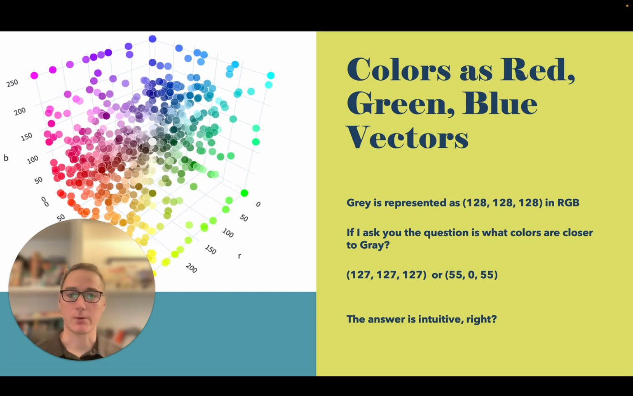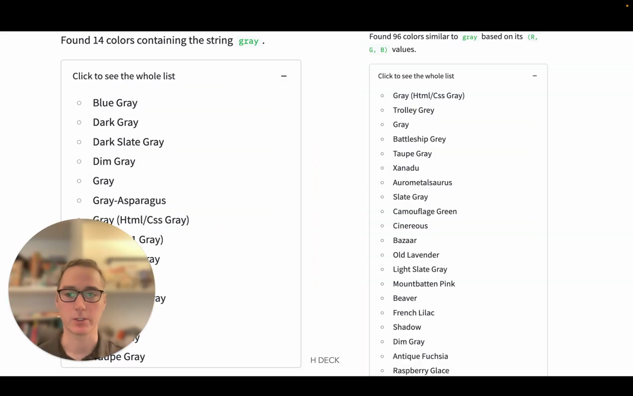So it just so happens that gray is 128, 128, 128 in red, green, blue. If I were to ask you, of these two vectors, 127, 127, 127 versus 55, 0, 55, which one is closest to gray? Not a trick question, super intuitive, right? The differential between 128, 128, 128 and 127 is 1, versus much greater for 55 and even greater for 0. So fundamentally, that's how you look at vectors and proximity and which ones are close or not.